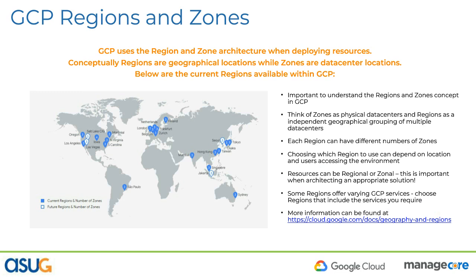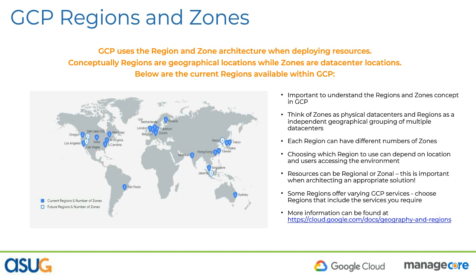So to talk about regions and zones, I wanted to show you this map where it specifies what currently is available within GCP, and get into the nuances around choosing which zone and region to deploy your environment in. As you can see from the map, there's multiple locations across the world. There's a lot in the US here, and it's important to understand this concept, right? Because as you deploy, you want to make sure that you pick the right region and effectively the right zone.